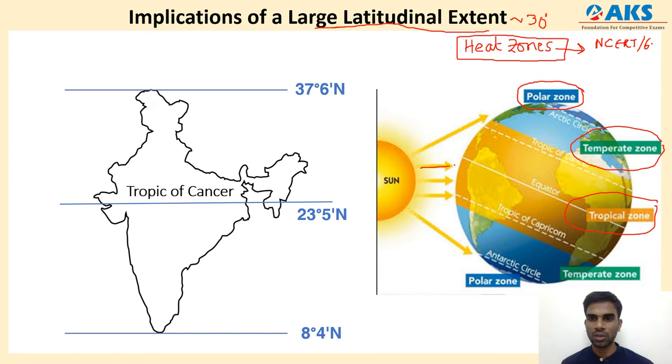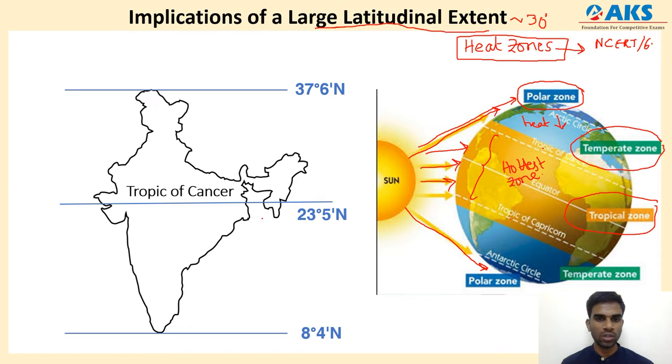Sun rays fall directly over the tropical zone, which spreads from the Tropic of Cancer to the Tropic of Capricorn. So this zone receives maximum heat and it is the hottest zone. And it records the maximum temperature. Whereas in the temperate zone, the sun rays fall slantingly and the heat received is less compared to the tropical zone. And polar zones are the coolest places on the earth. They receive very little sunlight and therefore very little heat.